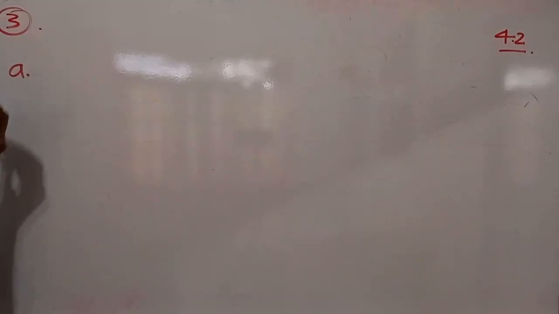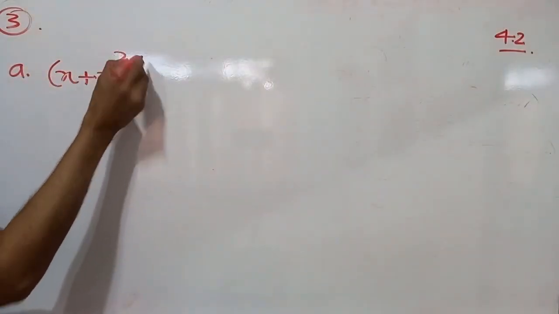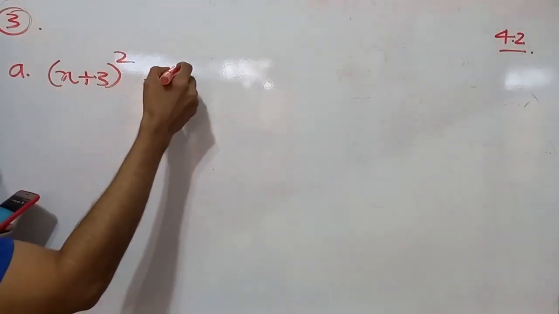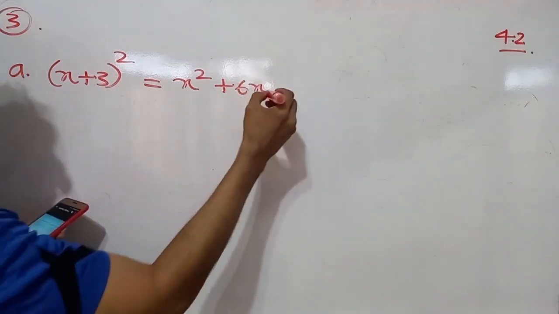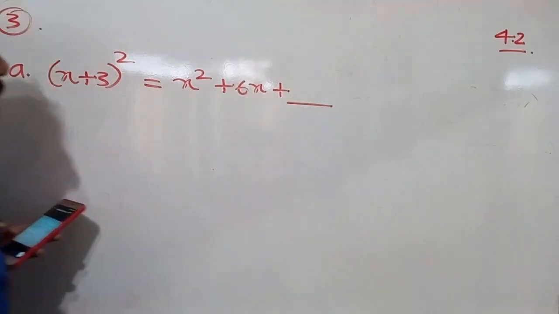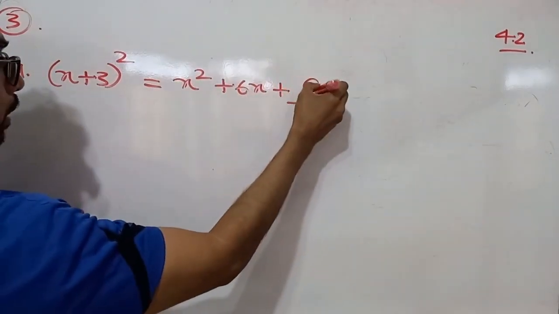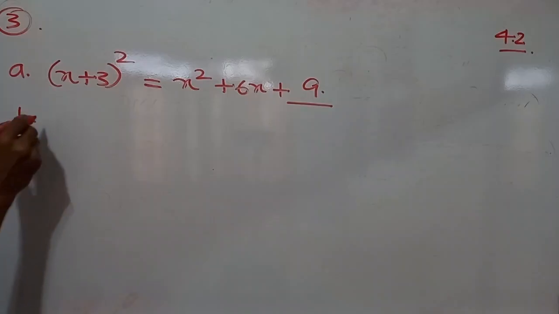So part A. We have (x + 3) whole thing square, right? So we have been given x squared plus 6x, right? So this is the last term, that's the thing they are asking. So we know this should be what? 9, right?